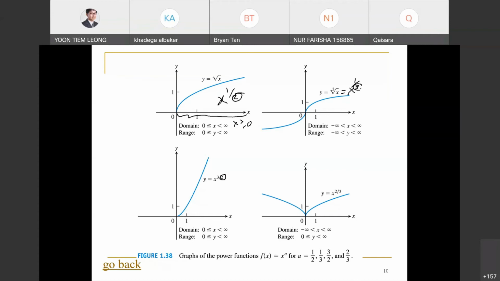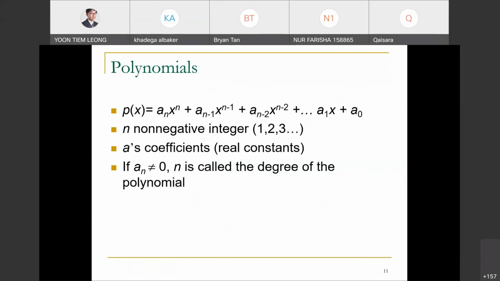So 3 in the denominator of a, right? 3 in the denominator of a means that this power function is defined for all values of x, including the negative side. So this is the same. The power of a is whatever number divided by an odd number. Then the function is defined for all values of a. Okay, so these are the features of a power function.